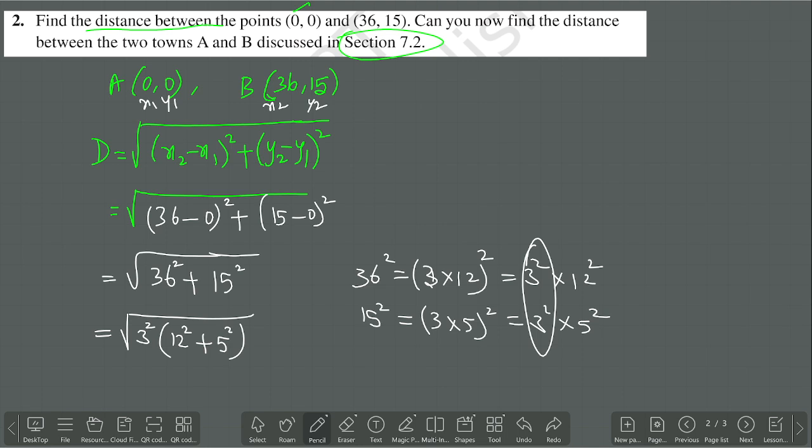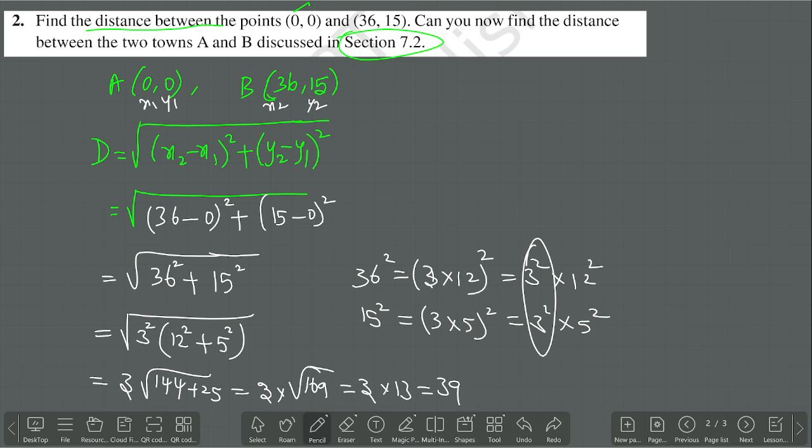And the square root of 3 square is what? 3. Then 12 square is what? 144. 5 square is what? 25. When you add both, what am I getting? 169. Now it's very easy to go. The root of 169 is what? 13. 13 into 3? 39.